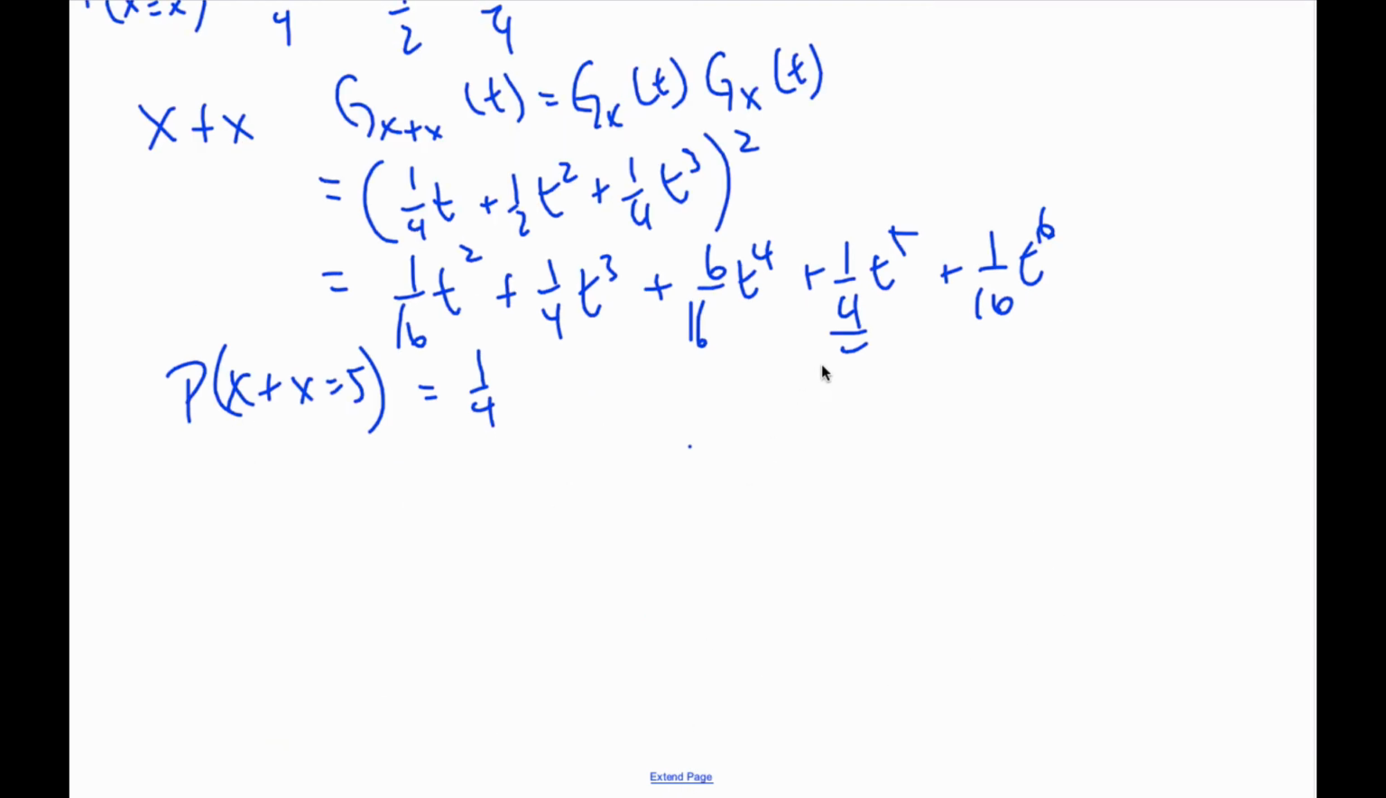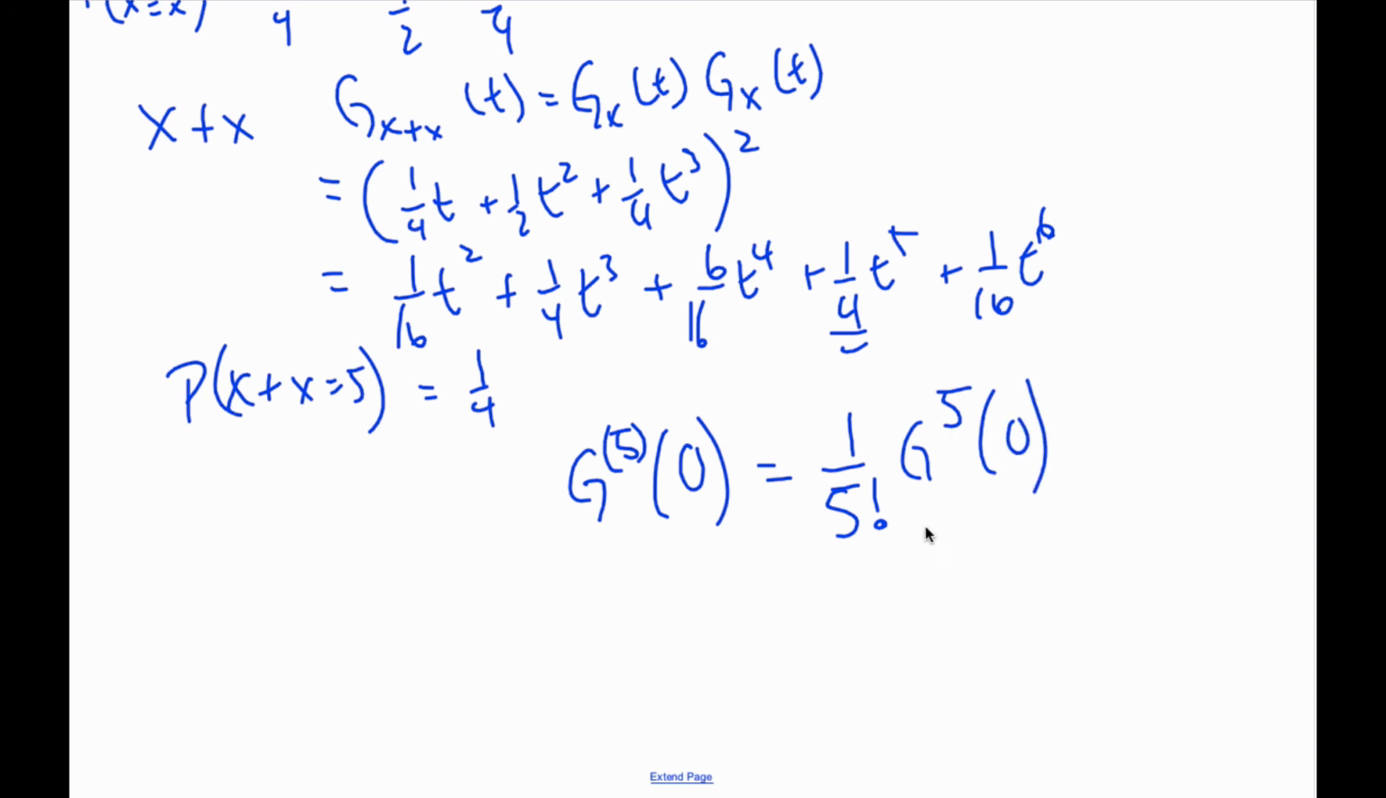I could have as well, if I wanted to, taken the 5th derivative of the generating function at 0, and then I would have gone 1/n factorial, which is 1/5 factorial, times the 5th derivative at 0. And that would have found me this particular probability here as well.